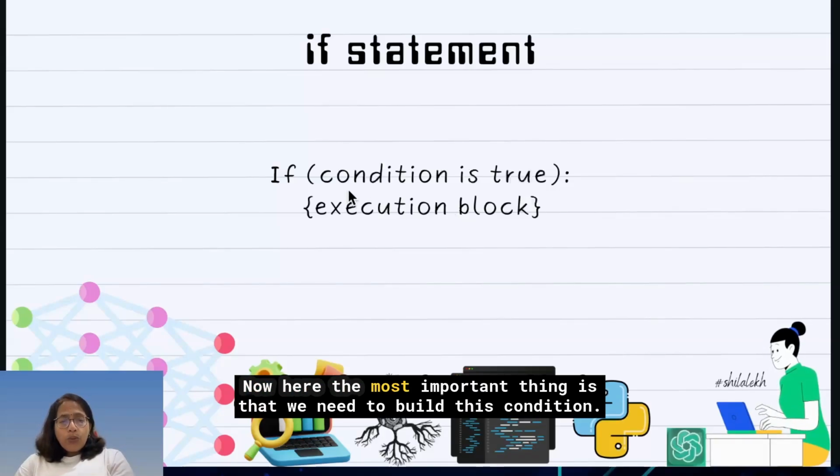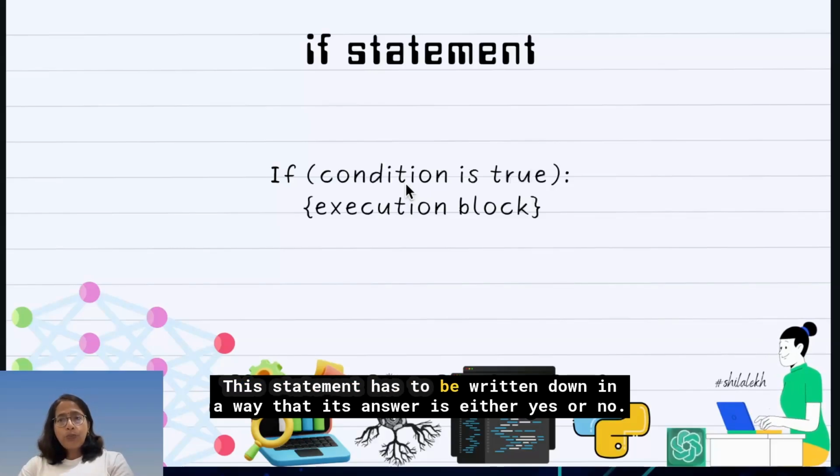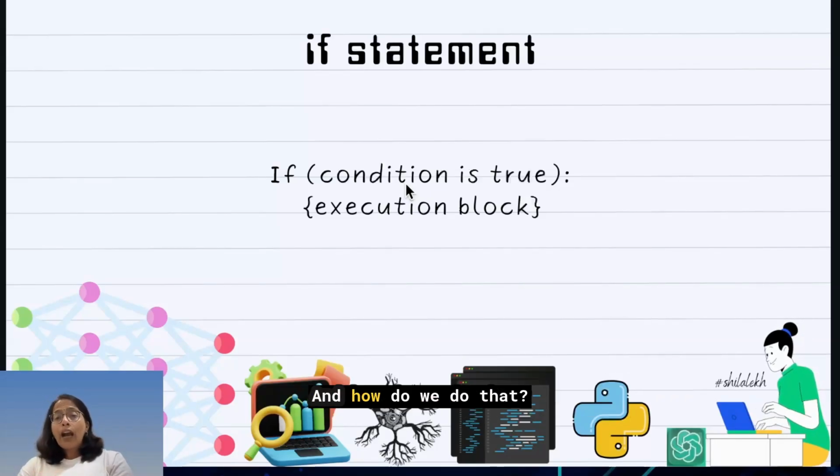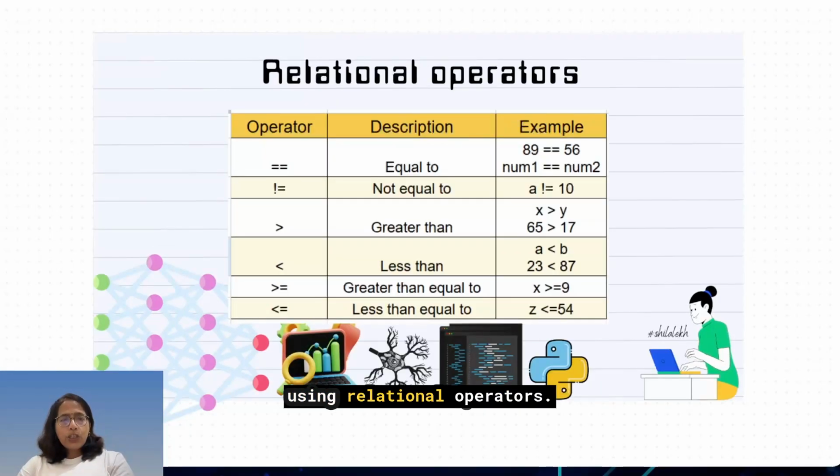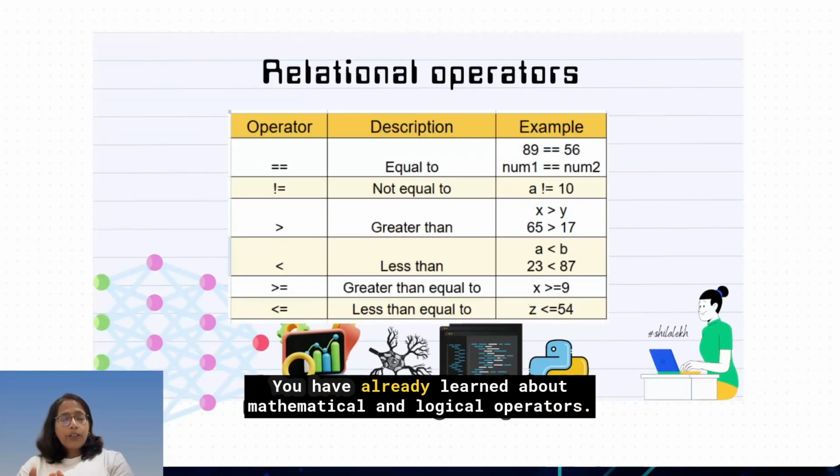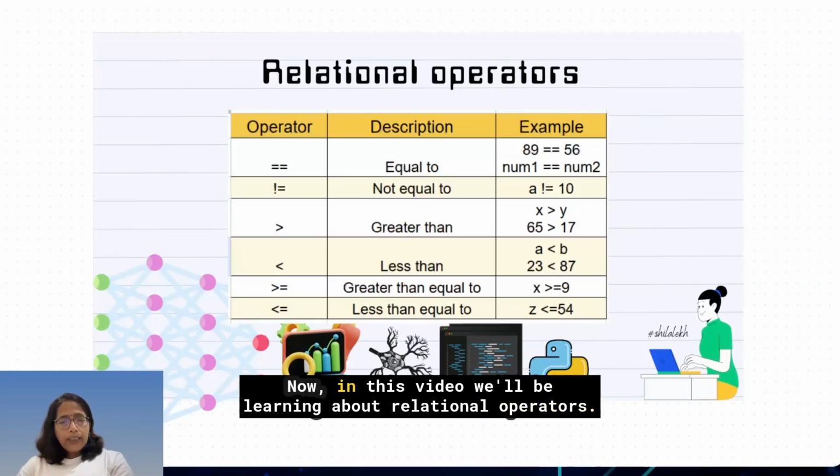Now here the most important thing is that we need to build this condition. This statement has to be written down in a way that its answer is either yes or no. And how do we do that? We do that using relational operators. You have already learned about mathematical and logical operators. Now, in this video, we'll be learning about relational operators.